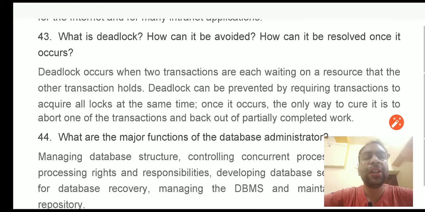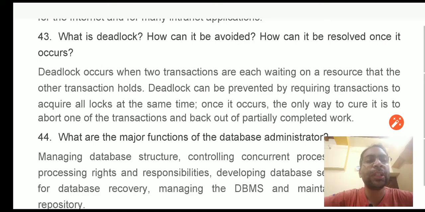Next question, what is deadlock? How can it be avoided and how can it be recovered once it occurs? So deadlock is basically a situation when all the transactions are waiting for each other to release some resources so that they can complete their execution. Deadlock occurs when two or more transactions are each waiting on a resource that the other transaction holds. Deadlocks can be prevented by requiring transactions to acquire locks at the same time.